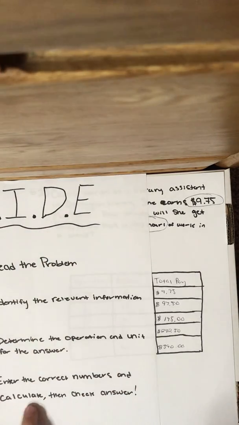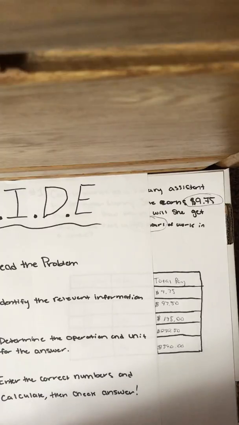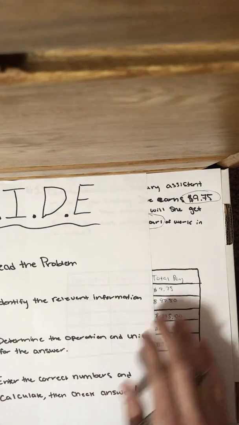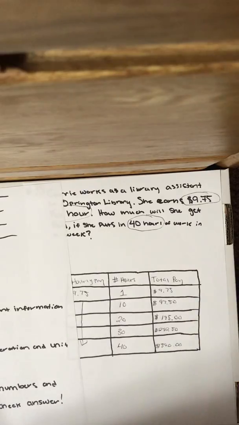And last, now we're on E for RIDE, our problem solving strategy. E stands for enter the correct numbers and calculate and then check your answer. So we already completed part of the E when we filled out the chart. We put in the correct numbers, and this is when we could take out our calculators or do long multiplication to check and make sure we got our answer correct. So you can pull out your calculator and check it here.